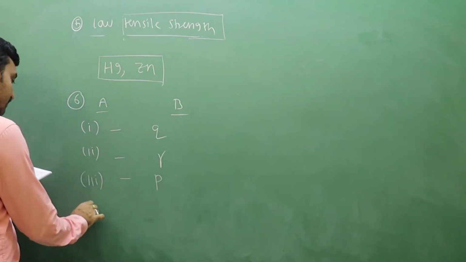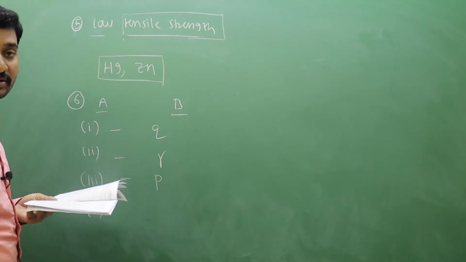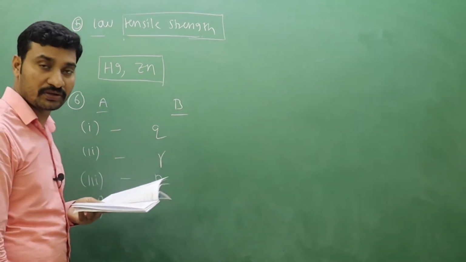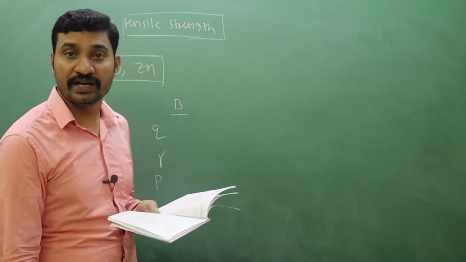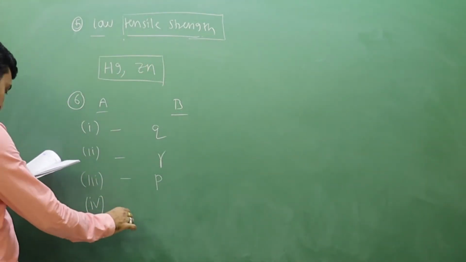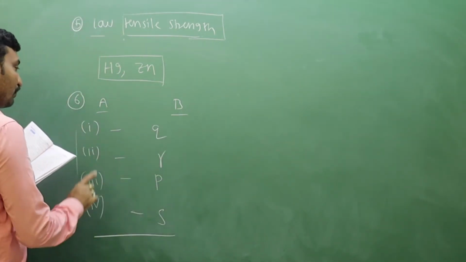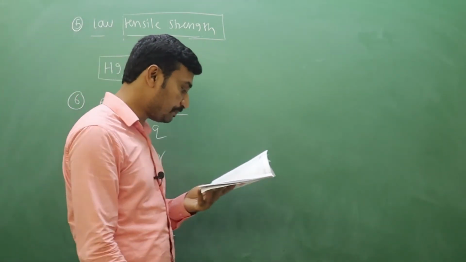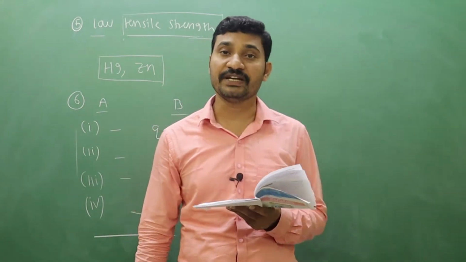Now the last one is tensile strength. We just discussed that tensile strength is the resistance of a material to breaking under tension. So this is the correct matching: 1Q, 2R, 3P, 4S. Hence option B is correct.